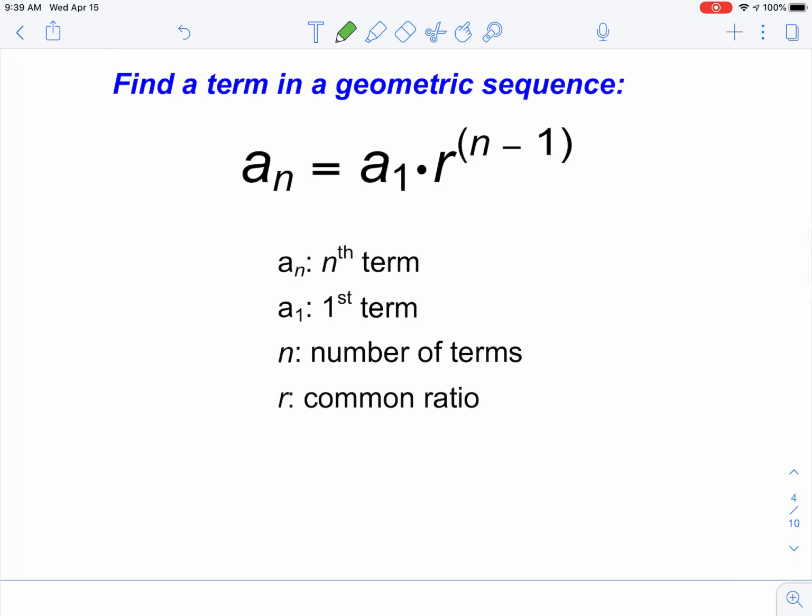All right, get ready to get your formula sheet. You're going to be writing down this formula. So for geometric sequence, this is our explicit formula.